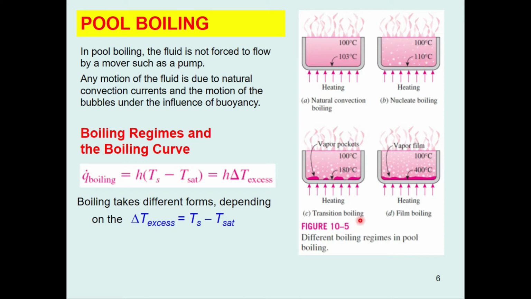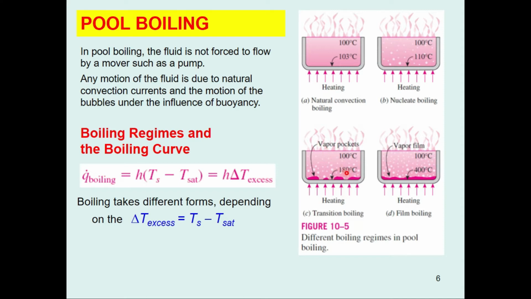So the third kind of boiling is known as transition boiling. There are some vapor pockets, and we will actually see a picture of the vapor pockets in the upcoming slide, showing that this is transition boiling.